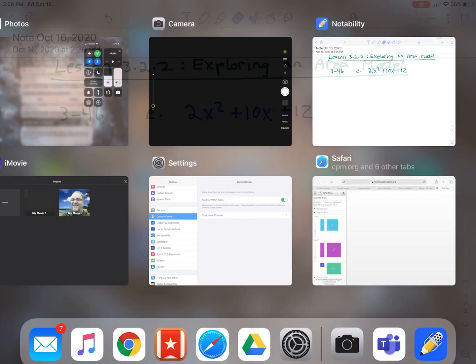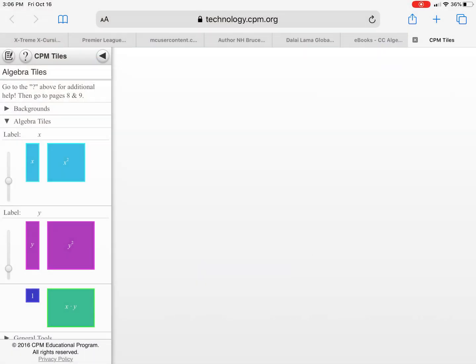All right, so I'm going to go over to our algebra tiles tool in CPM, and you can find the link in the textbook for that. What I'm going to do is pull out all of the tiles I need for this equation. Well, they tell me how many of each I need. For example, the equation is 2x squared, so I need 2x squared tiles. Then it's plus 10x, so now I'm going to pull out 10x tiles.